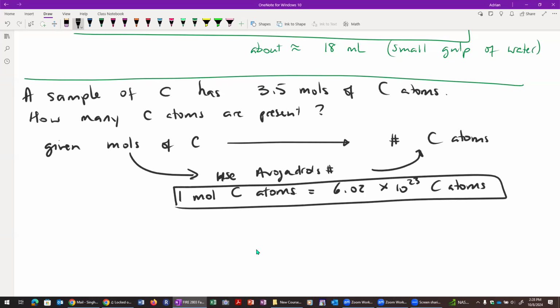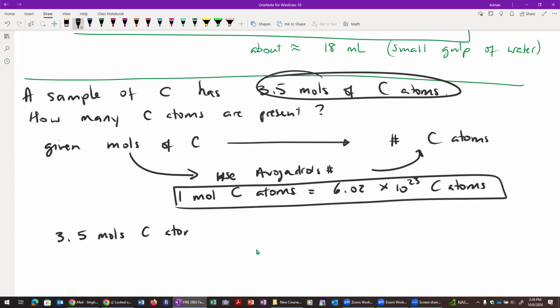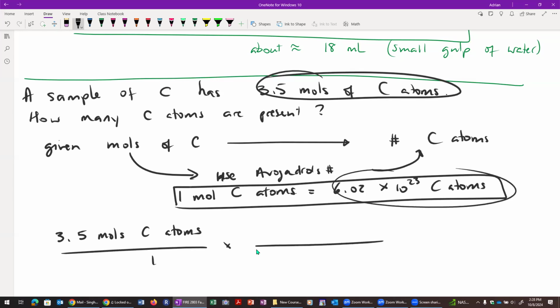That's our equality. We can take that and make it into any conversion factor that we want. We'll always start with what's given, so we have 3.5 moles of carbon atoms. If you want to get to number of atoms, you put that unit on top. So we have 6.02 times 10 to the 23 carbon atoms for every 1 mole of carbon atoms. Now the unit of moles of carbon atoms cancels, and I end up with the actual number of atoms on top. So the units make sense. Then I just multiply the 3.5 by the 6.02 times 10 to the 23.